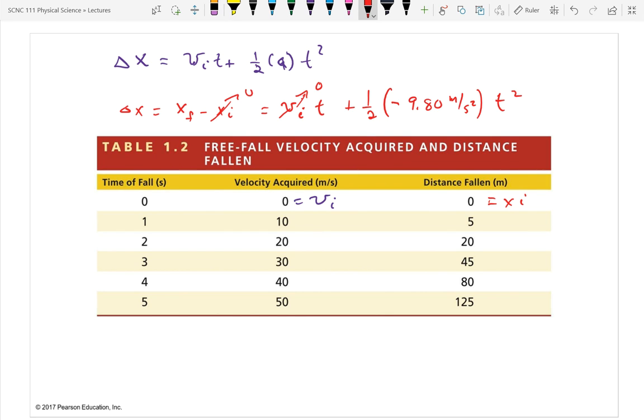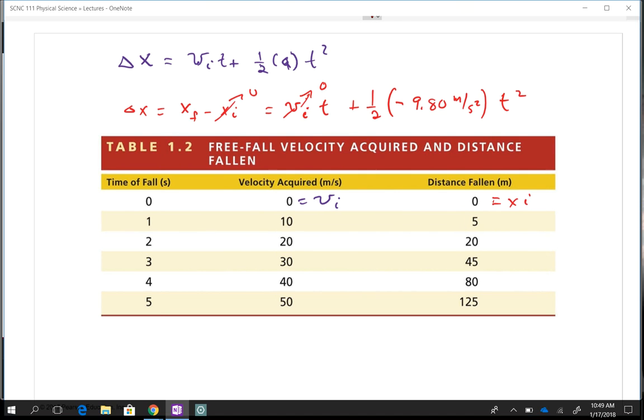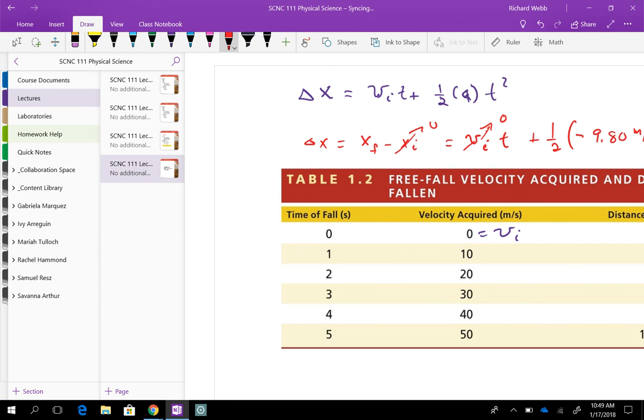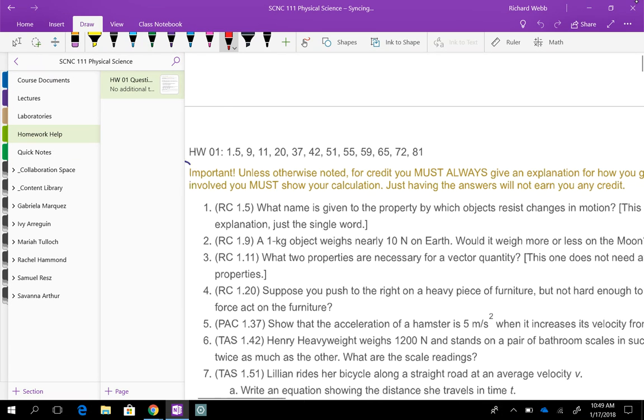Question, Ms. Lopez. On homework, when you wanted us to calculate, like show that this is a distance, did you want us to do it this way, or did you just want us to do the multiplying that the textbook shows? Either way. Let me look at which problem you're talking about.